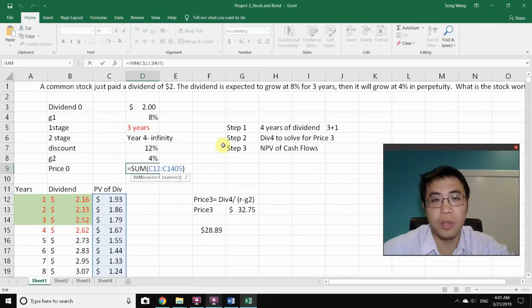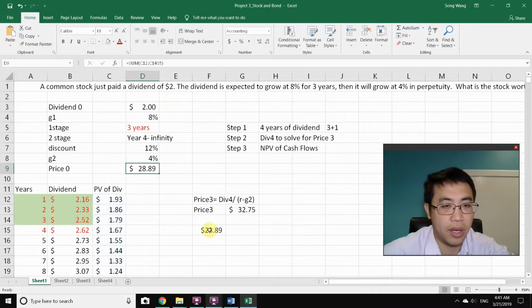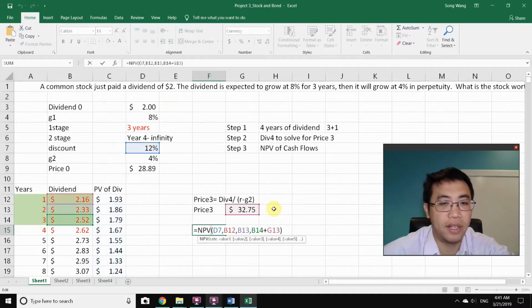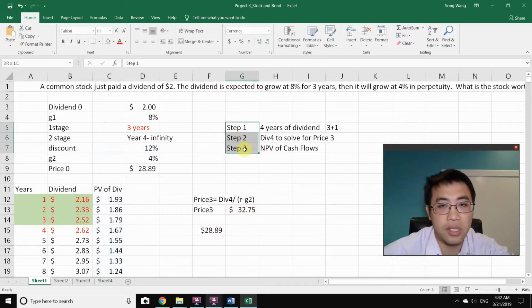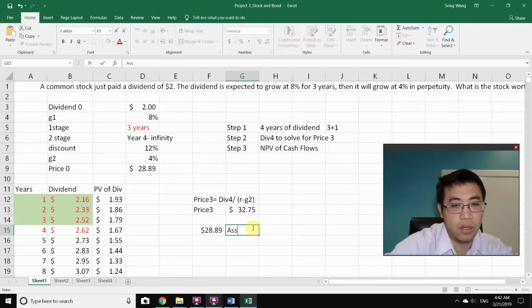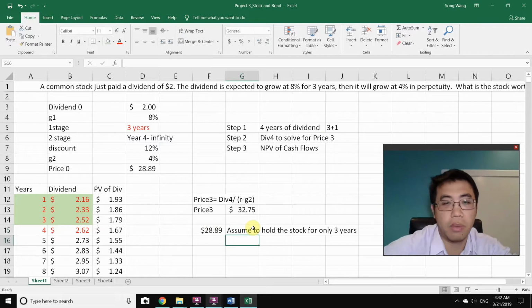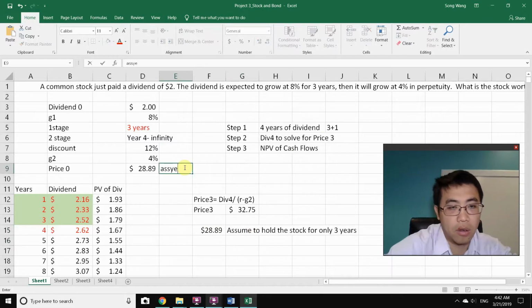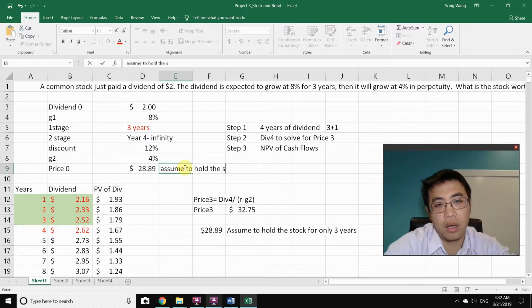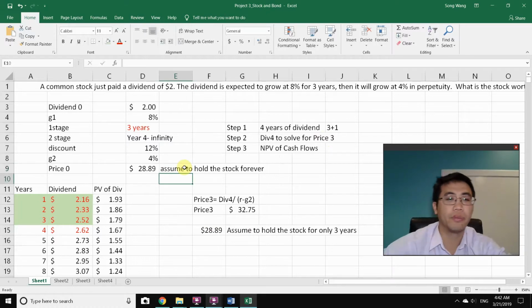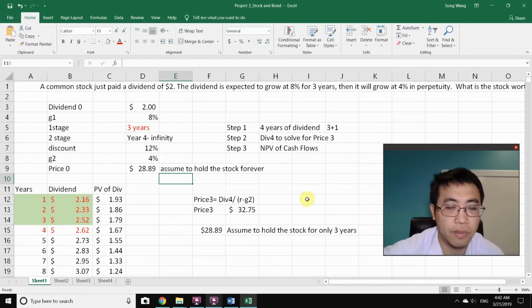So this method basically is the method of generating millions of dividends, which simulate perpetuity. And this method is more practical when you have very limited calculation capacity. You just follow the 3 steps, get 4 years of dividends, solve for price 3, and get the NPV of all the cash flows. Here you assume you hold the stock for only 3 years, and then you sell it and get price 3. The other method assumes you hold the stock for perpetuity, or forever. Either way, it will give you the same answer.